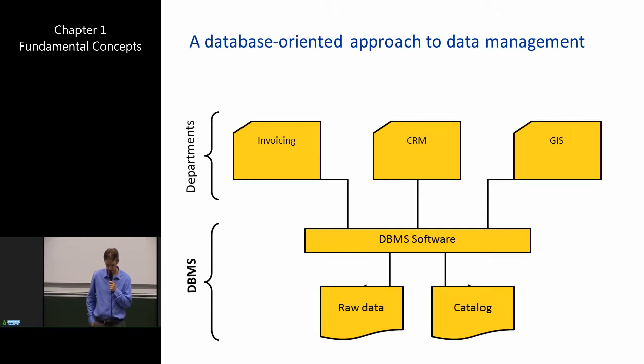Here you can see the DBMS or the database approach to data management again visualized with our previous example. So we have an invoicing application, we have a CRM application, customer relationship management application, we have a GIS application. All of them are going to work by means of the DBMS software, which is going to include both raw data and a catalog. Remember, the catalog contains all the metadata. So it contains all the data about the data descriptions, the constraints, and so on. And the catalog is one of the key differences between a database approach to data management and a file-based approach to data management.